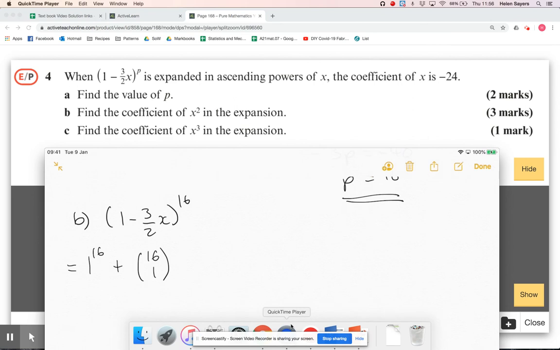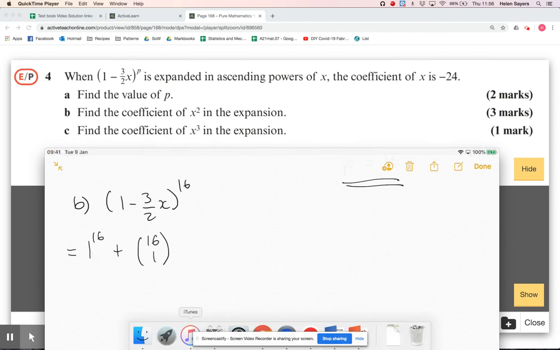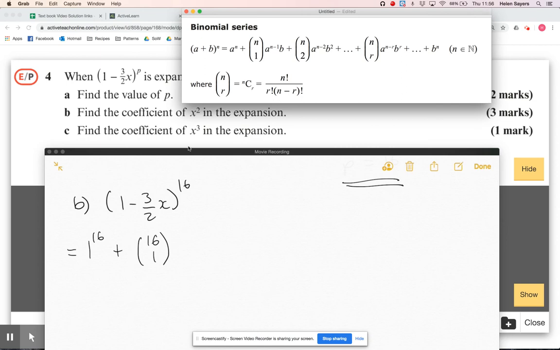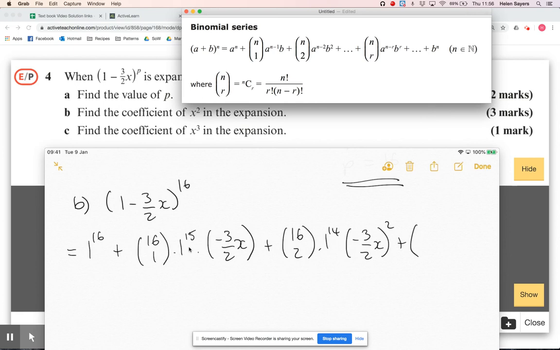Okay, so now we know that p is 16. I've got everything I need to do the expansion. So you do get the formula. So it's 1 to the power of 16 plus 16 choose 1. I'm going to put the powers of 1, even though obviously they're all just going to equal 1, but I'll just put them there so we've got the pattern. And then b to the power of 1. And then it'll be 16 choose 2 times 1 to the power of 14. And then the minus 3 over 2x will be squared. And then I just need the next one along.